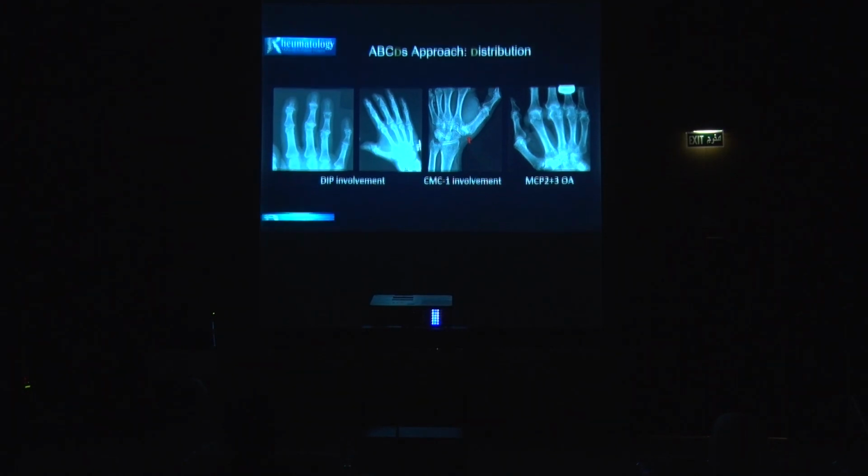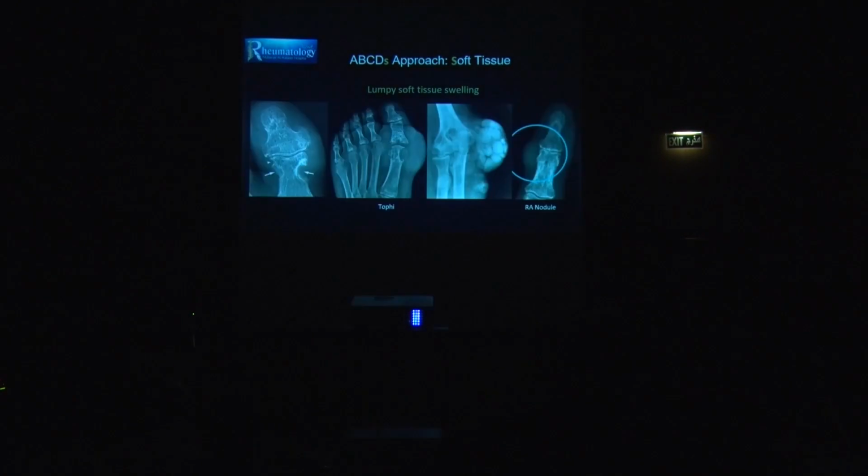Of course, not all diseases, some of them. Now we come to S, soft tissue. So what can we see on X-ray in soft tissue? What abnormalities can we see on X-ray? First of all, we can see lumpy soft tissue swelling, so like lumps.